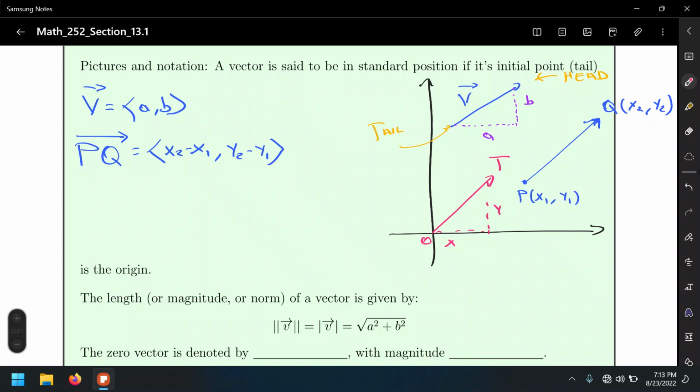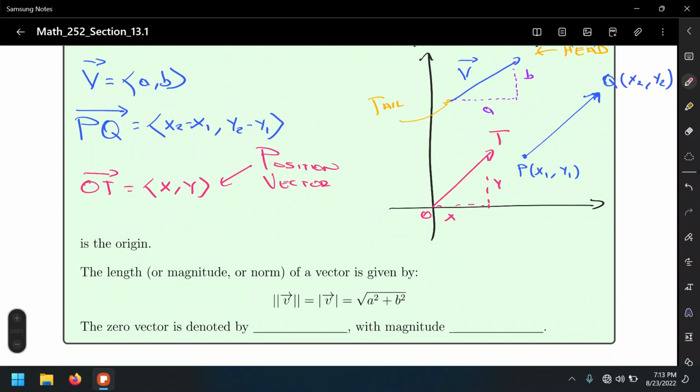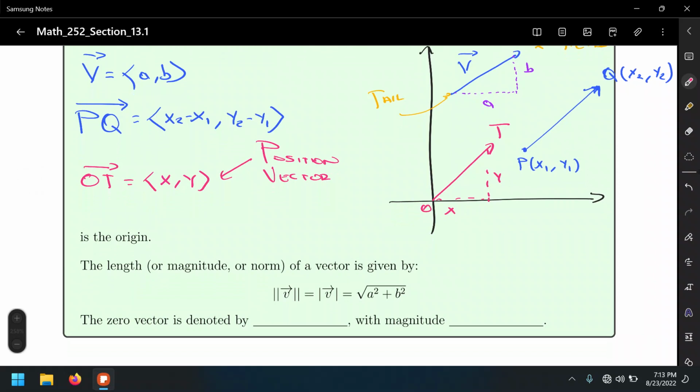Okay. Now, when we tie a vector to the origin as a reference representation, in this case has the component x comma y, we call this a position vector. All right. So the origin in this case is going to be the reference point.